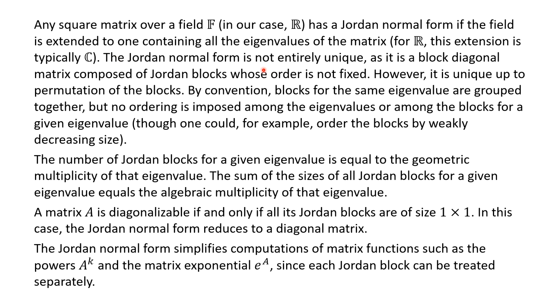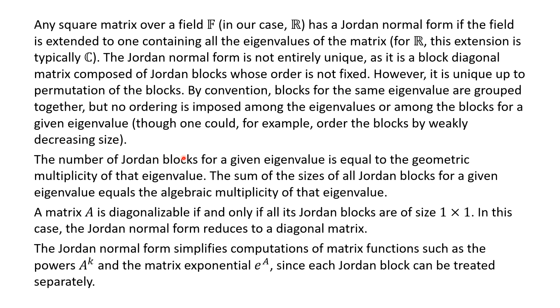The Jordan normal form is not entirely unique, as it is a block diagonal matrix composed of Jordan blocks. We saw that in the previous slide, whose order is not fixed. However, it is unique up to the permutation of the blocks. So you can just change the order of the blocks we saw in the bottom figure in the previous slide. By convention, blocks for the same eigenvalue are grouped together, but no ordering is imposed among the eigenvalues or among the blocks for a given eigenvalue, though one could, for example, order the blocks by weakly decreasing size.